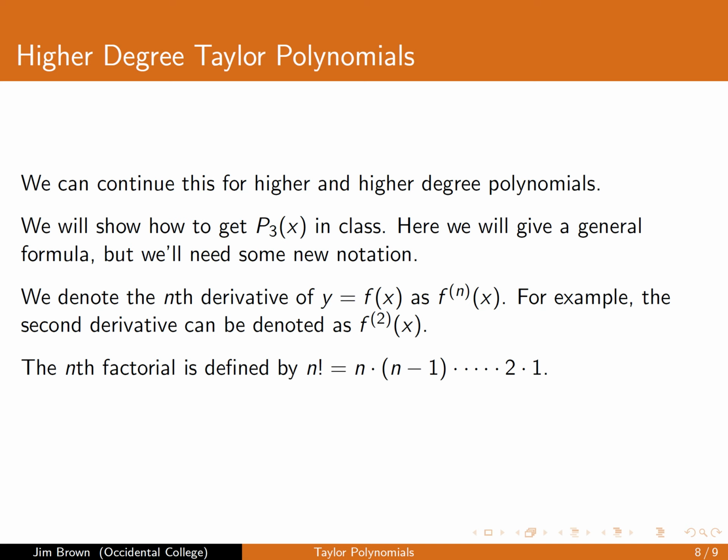So n exclamation point, which is read n factorial, is just n times all of the smaller integers all the way down to 1. So n times (n minus 1) times (n minus 2) all the way down to times 2 times 1. So for example, if I did 4 factorial, you start at the 4 and you multiply all the way down. So 4 times 3 times 2 times 1, which gives me 24.